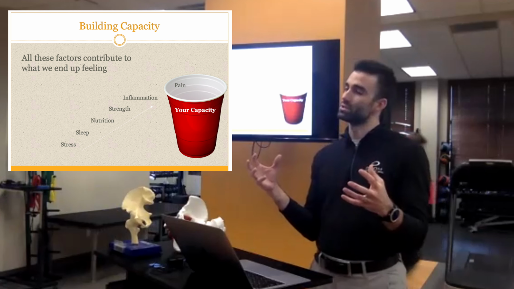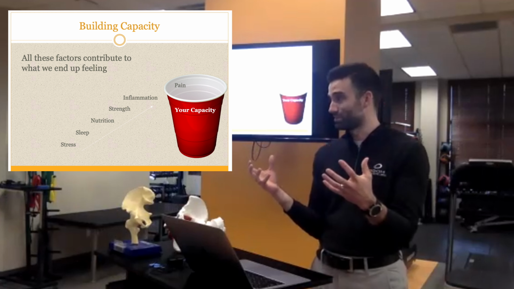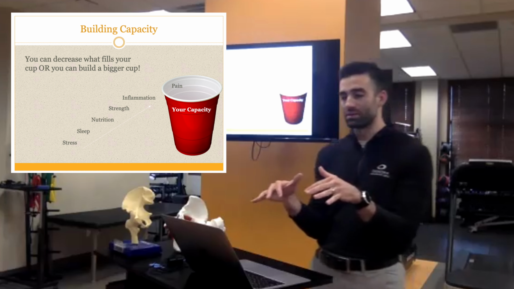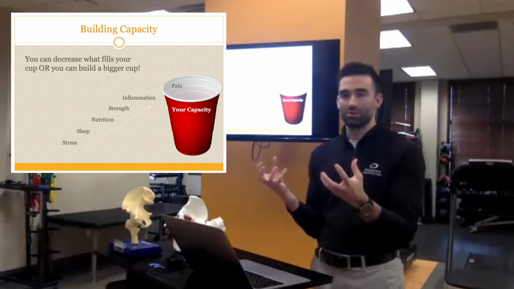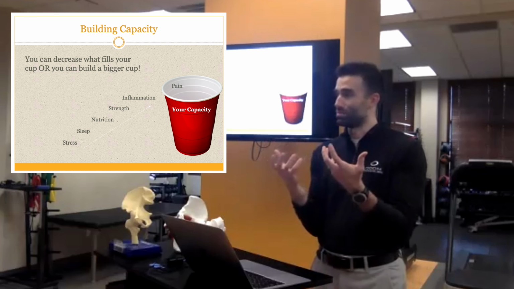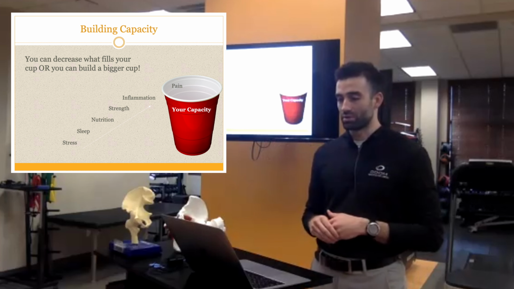Do we need to reduce the amount of variables that are going into the cup, or do we need to build a bigger cup? That's where we come into play, where there are two ways to go about this. What we're trying to do is build a bigger cup with our capacity, with our regenerative medicine, with our physical therapy, give you the ability to become more so that you can withstand more. And that's really the big picture view of what we're trying to accomplish here.